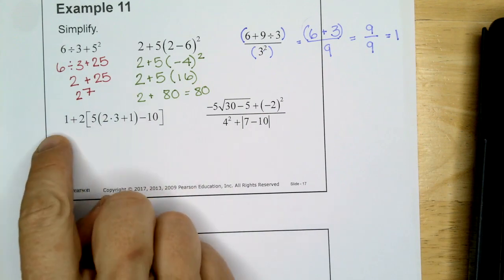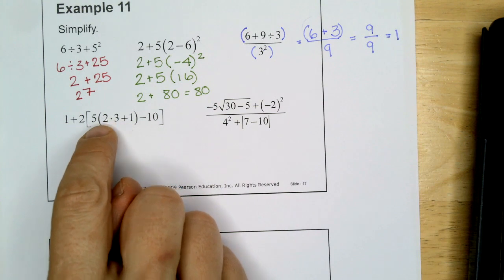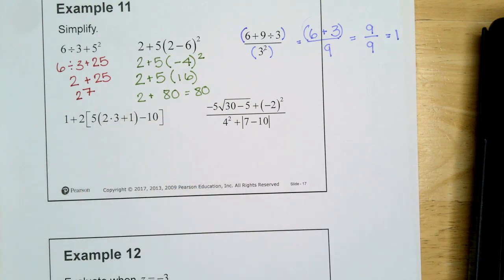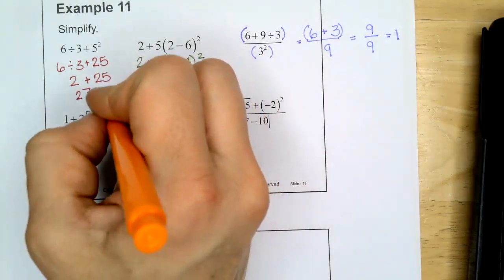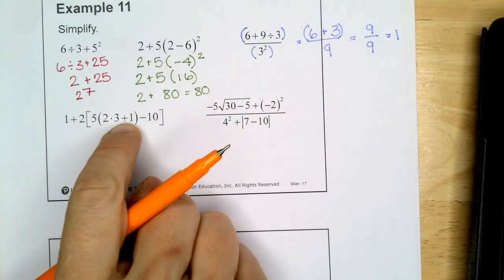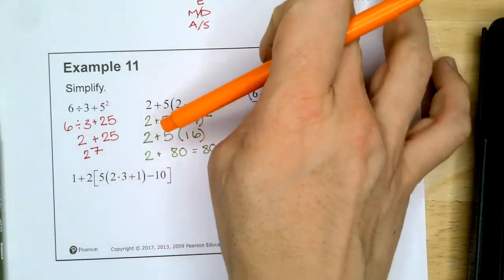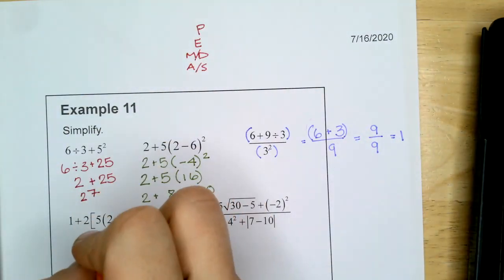All right, here we have 1 plus 2 times the quantity of 5 times the quantity 2 plus 2 times 3 plus 1 minus 10. Good. We see grouping symbols. I see grouping symbols within grouping symbols. You should start with the innermost grouping symbol. So that's going to be the 2 times 3 plus 1. Within that grouping symbol, you still want to follow PEMDAS. So you have multiplication and addition. Do the multiplication first. So 2 times 3 becomes 6.